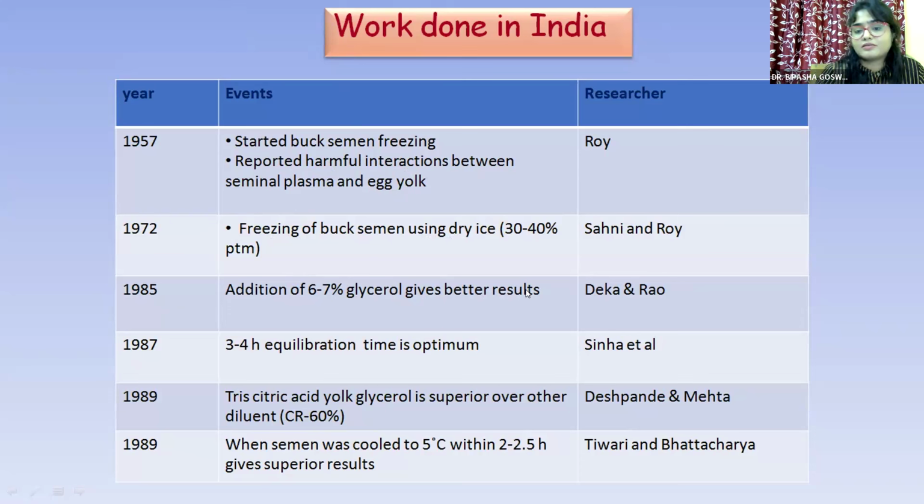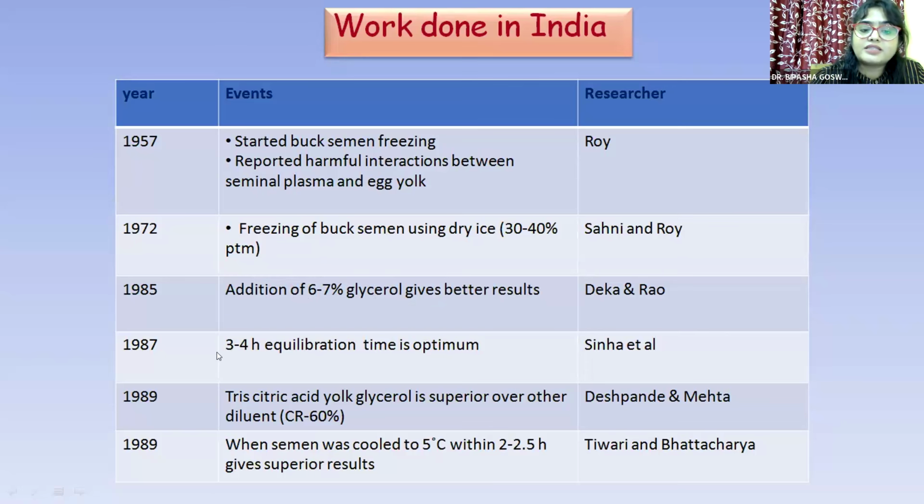This research was done because glycerol has the property of cryoprotection. So when we preserve the semen in liquid nitrogen, there may be some harmful effect, which can be removed by addition of 6 to 7% glycerol.